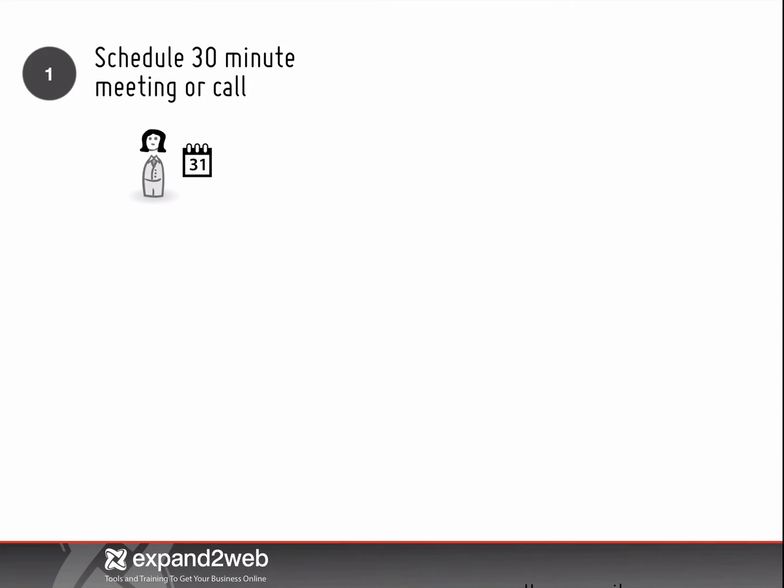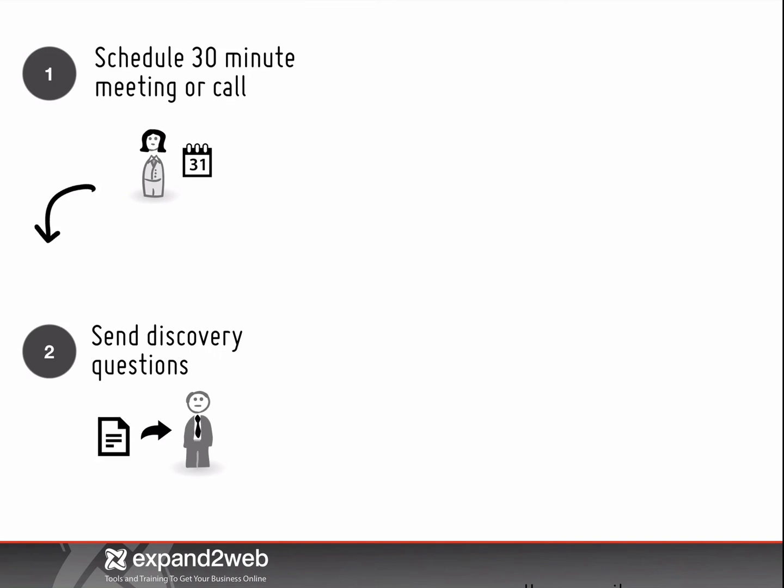All right. So here's how it works. What you're going to do is schedule a 30-minute meeting or call with your client. So if you're local, you can meet at a coffee shop. If you're not, then you can just schedule to have a meeting over Skype or over the phone. And so you just set that up as part of the website project, right? So what you're going to do after you schedule the call is then send them over this list of questions.